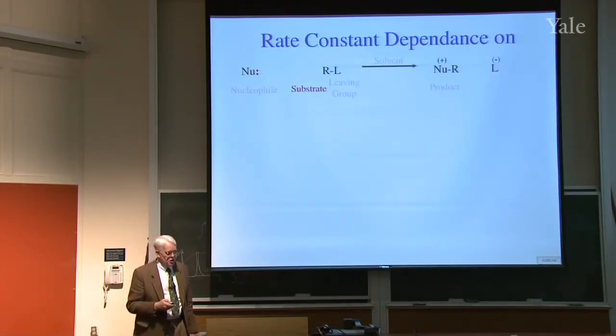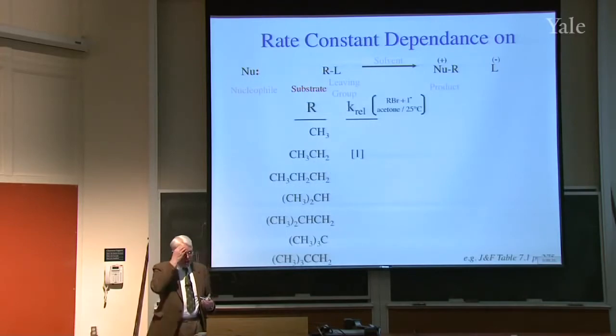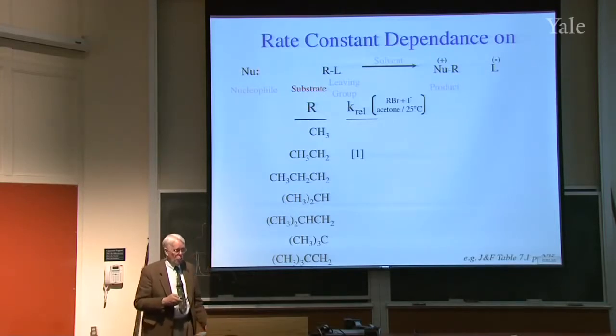First, let's look at the substrate, the R group. So here are different R's and the relative rate constant for how fast they get attacked by iodide in acetone solvent at room temperature when bromide is the leaving group. So this is how the relative rates change. We'll call ethyl 1. Okay? Then methyl is much faster.